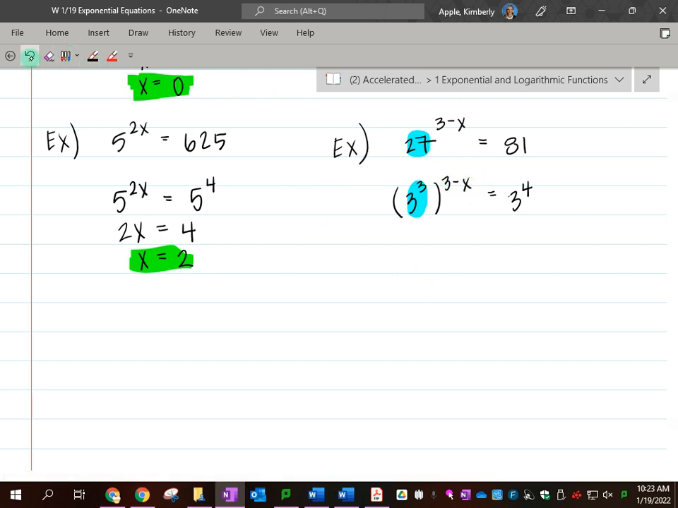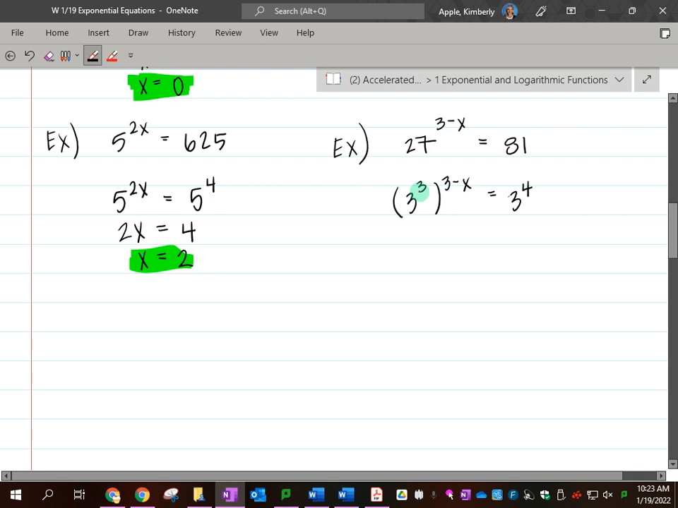All right. Well, that's gross. I'm going to have to deal with that first. Recall your powers of exponents. If I have a power raised to another power, I multiply. So that would be 3 to the 3 times 3 minus x equals 3 to the fourth. And so then this would be 3 to the 9 minus 3x equals 3 to the fourth. And now I've got those bases that are the same. Everything's nice and clean, so I can go ahead and just drop the bases and set the exponents equal.